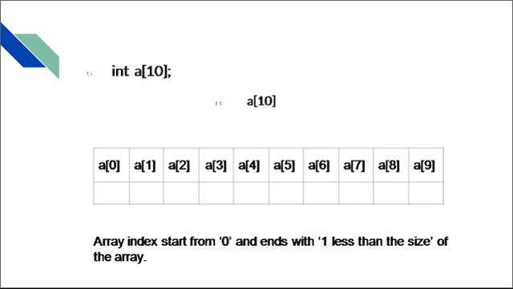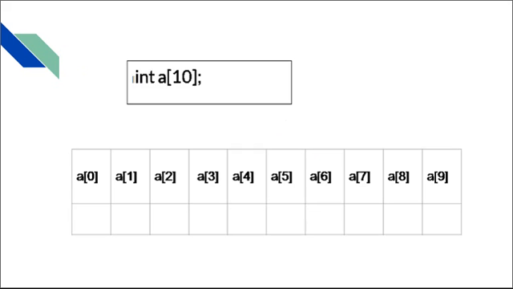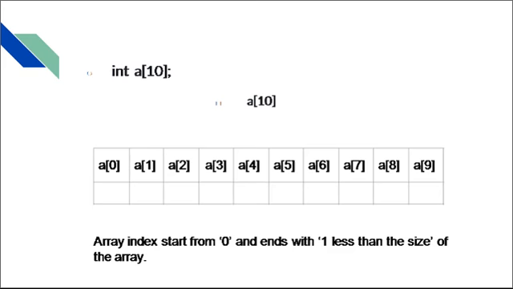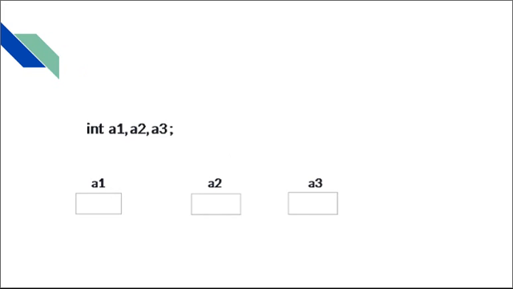Okay. Next, in the previous slide I explained int a1, a2, a3, three different locations, and the memory addresses of all these three locations are unique. Unique memory addresses, and also those are not side by side, may not be side by side.